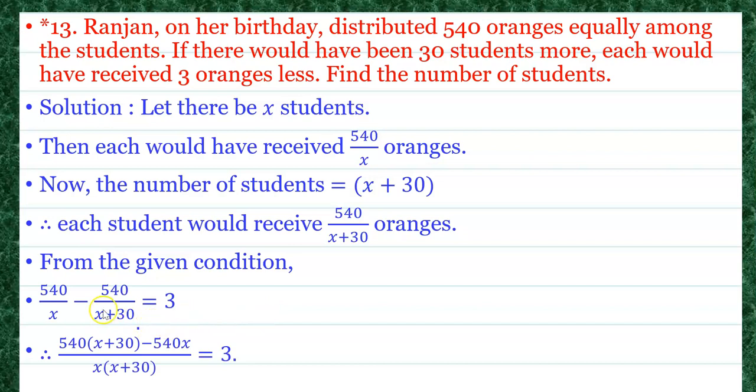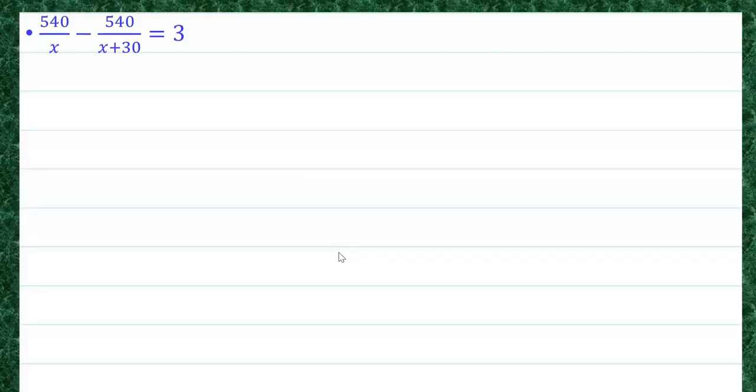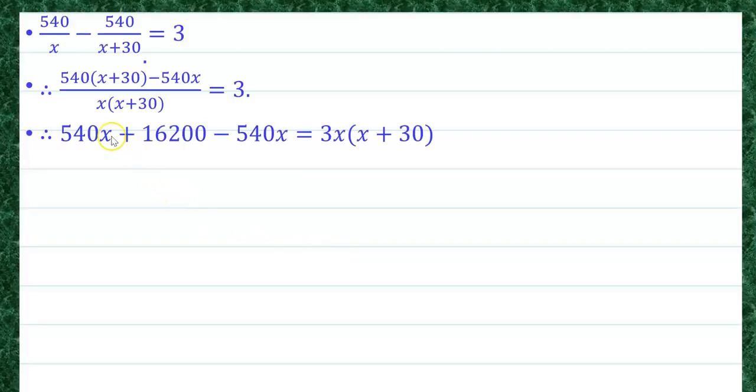ओके, हे सिम्प्लिफिकेशन करणार, क्रॉस मल्टिप्लिकेशन. That is 540 into x plus 30 minus 540 into x upon या दोघांचा प्रॉडक्ट x into x plus 30, that's equal to 3. ओके, हे सिम्प्लिफाय इथे आपण केलेलं आहे. आणि नेक्स्ट हा 3 into x into x plus 30, 3x in bracket x plus 30, हे सिम्प्लिफिकेशन करणार. 540 into x, 540 into 30 हे मल्टिप्लिकेशन, 16,200 minus 540x, and that's equal to 3x in bracket x plus 30.